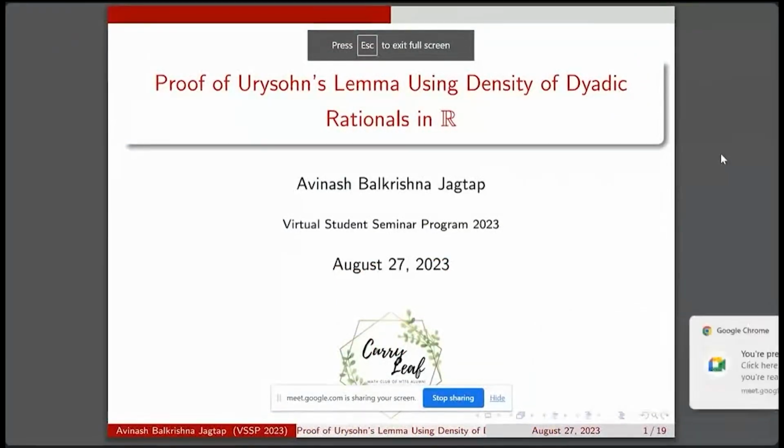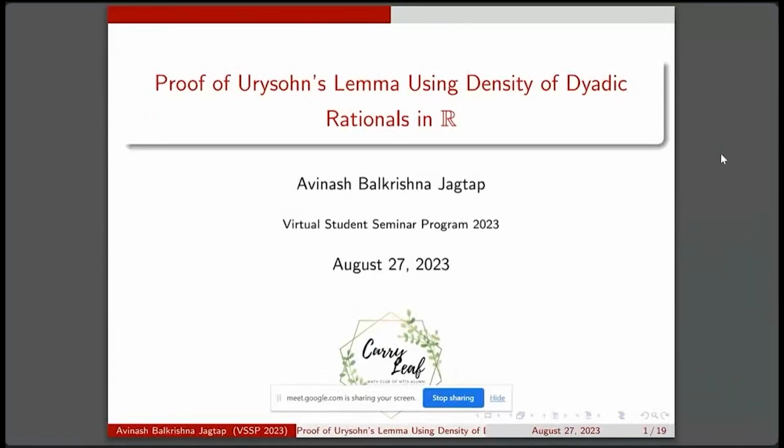So let's start the proof of Urysohn's lemma by using the density of dyadic rationals. Let's see what Urysohn's lemma is first. Urysohn's lemma is a topological lemma, and it is well known. It is used to prove the Tietze extension theorem and the Urysohn metrization theorem. It is related to normal spaces, so let's see what normal spaces are first.